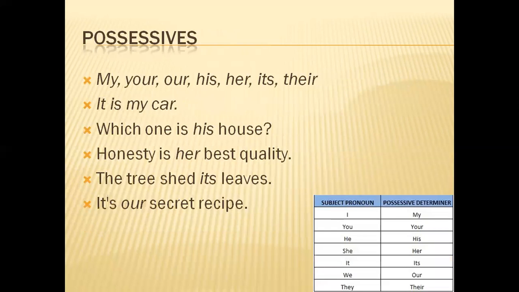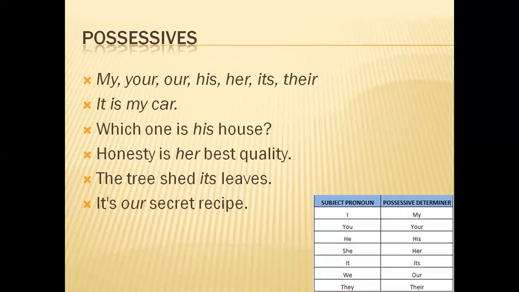Next is possessive determiners. They refer to a noun that belongs to someone or something. They are used to show ownership. Possessive determiners include my, your, his, her, its, their, our. For example, it is my car. You're showing possession, that it is your car.